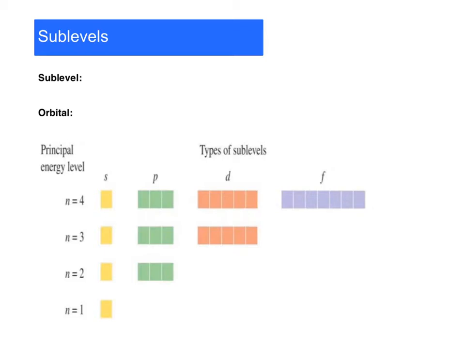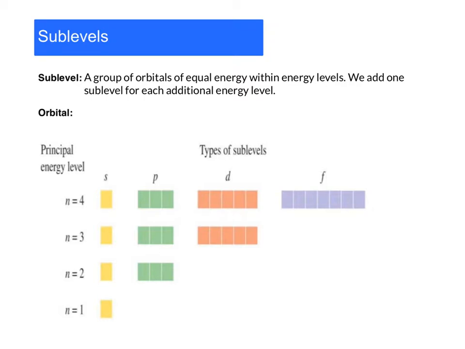Each time we go up a level in energy, so we're higher in energy and a little bit further from the nucleus, we also add an additional type of sublevel. Sublevels are identified by these letters: S, P, D, and F. In the first energy level, there's just one sublevel and it's an S sublevel. In the second energy level, you have an S sublevel and a P sublevel.